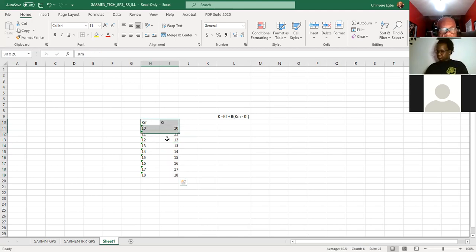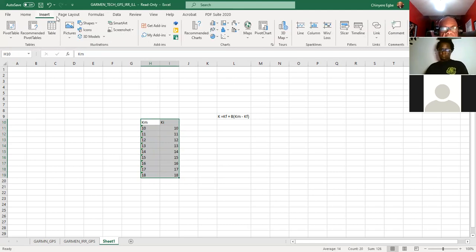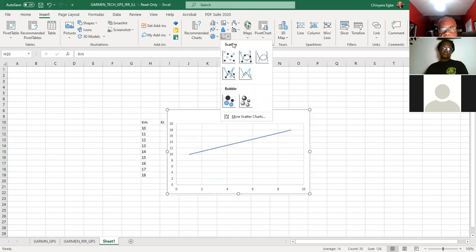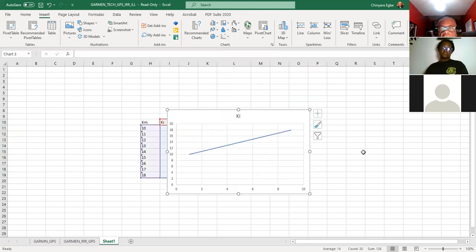And so once you are done, you make a graph. You insert, and you use the scatter diagram, okay, and take a line. And so you can see what the graph looks like. So this is essentially what you're supposed to do. And so you draw the security market line.